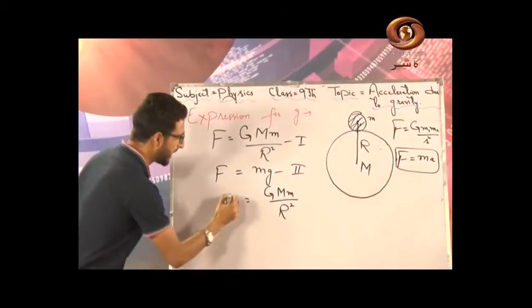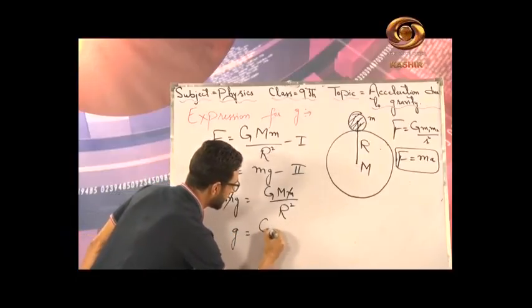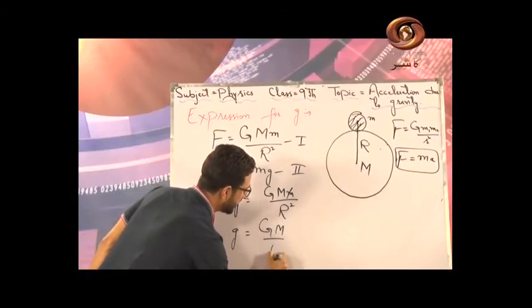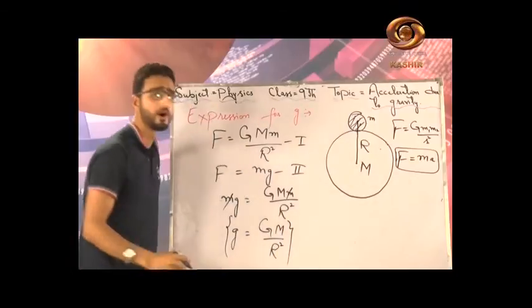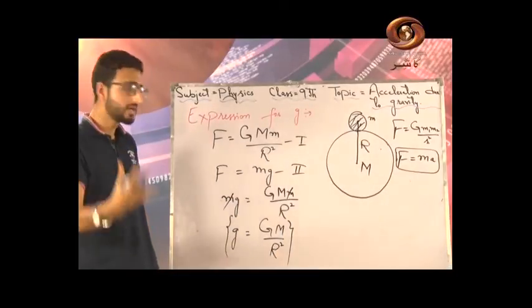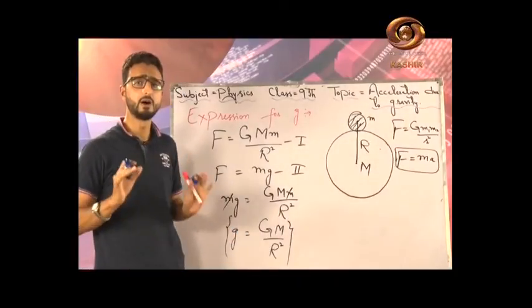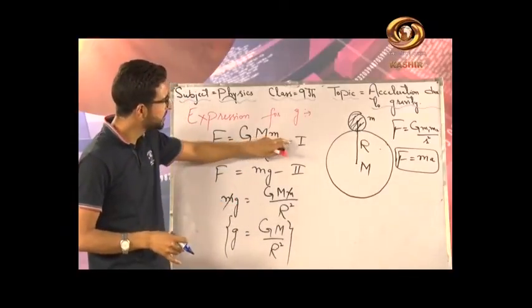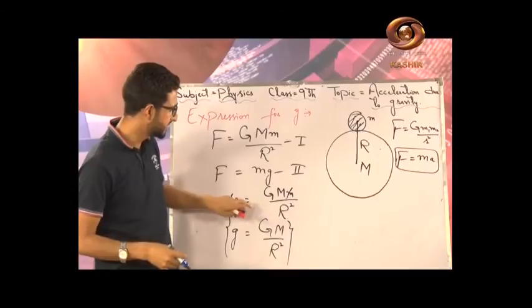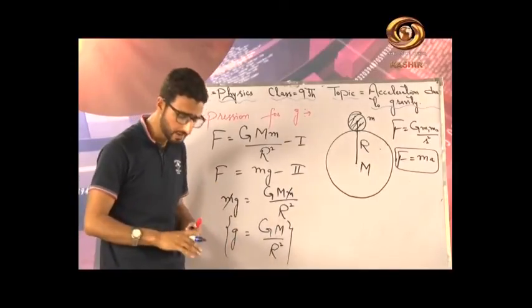ठीक है ना. तो m और m यहाँ cancel हो जाएगा. So g is equal to GM divided by r square. This is the expression for acceleration due to gravity, right? You are following the steps or not? Simple hai. You have to combine first and second. Simply you will get small g is equal to GM divided by r square.